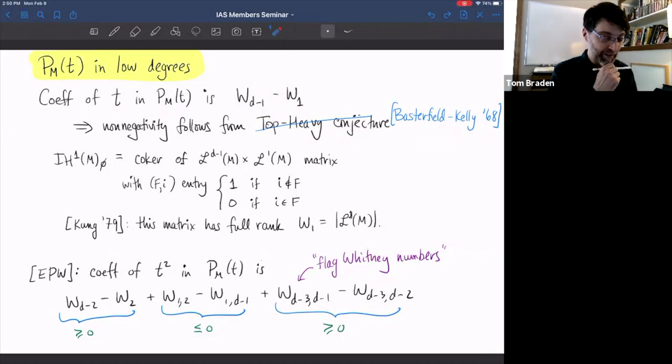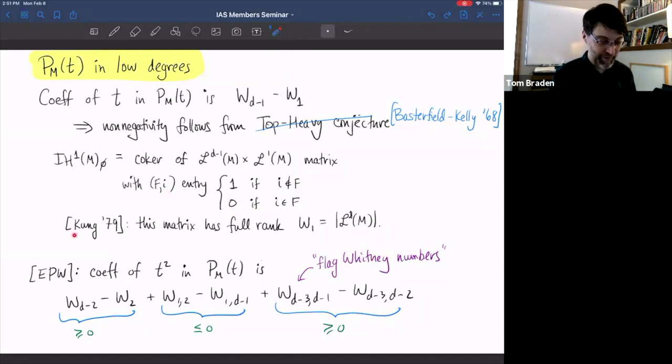But already, even if all you care about is non-negativity, then you're done. But in fact, if you care about vector spaces, and because these vector spaces are canonically associated with the matroid, there's interesting juice to get out of them. If you actually work out this IH1M, this module in degree one, it turns out to be the co-kernel of a matrix of rank D minus one, indexed by rank D minus one flats times rank one flats. The entry corresponding to a D minus one flat and a rank one flat is one if they are not contained in each other and zero if they are. It's kind of a non-incidence matrix.